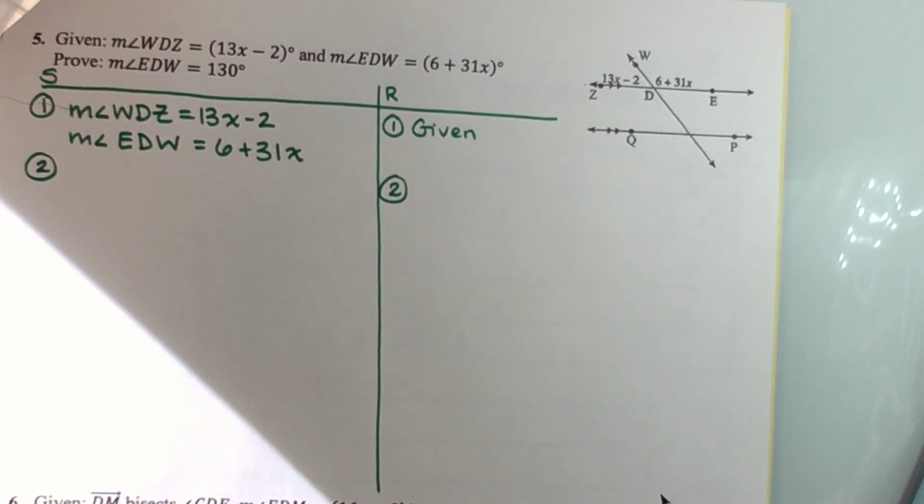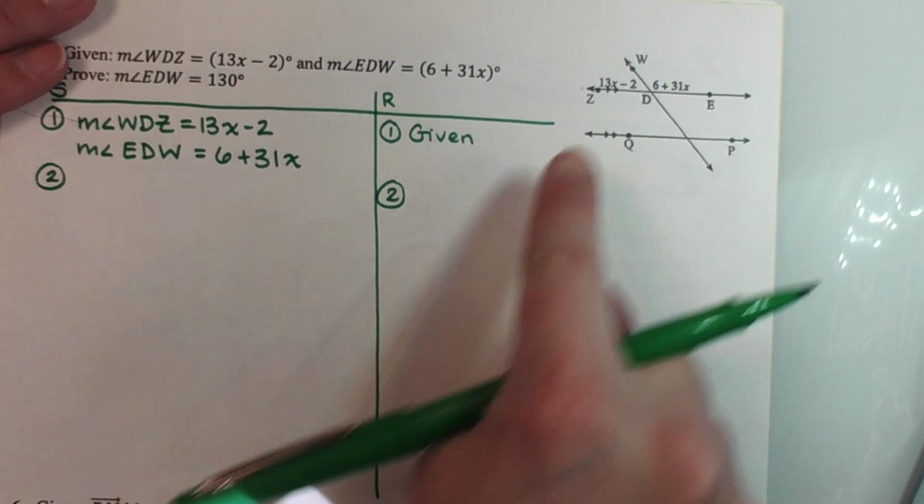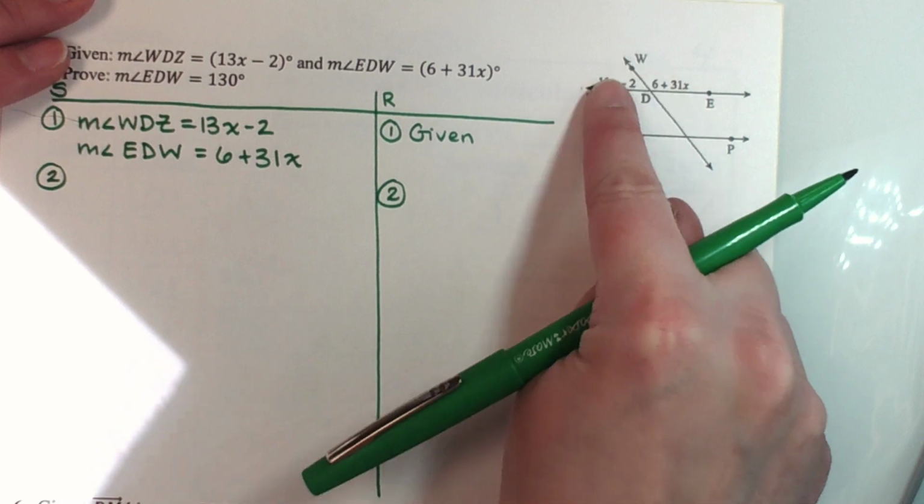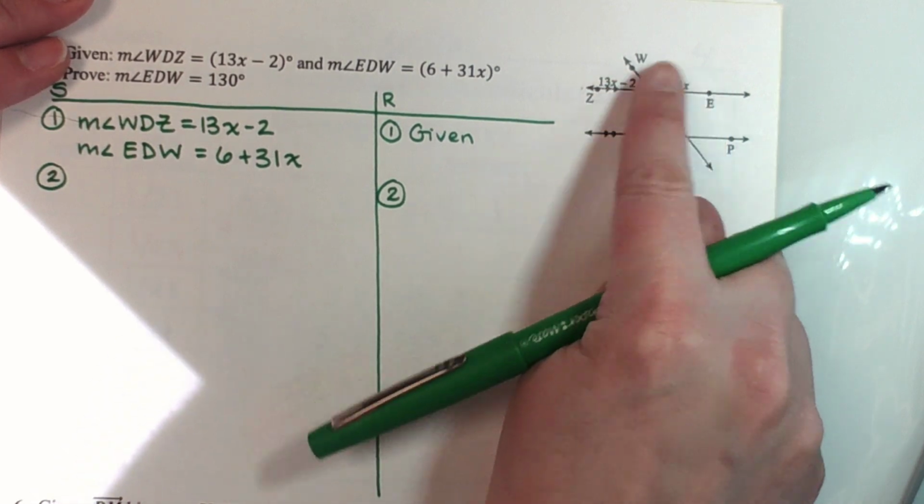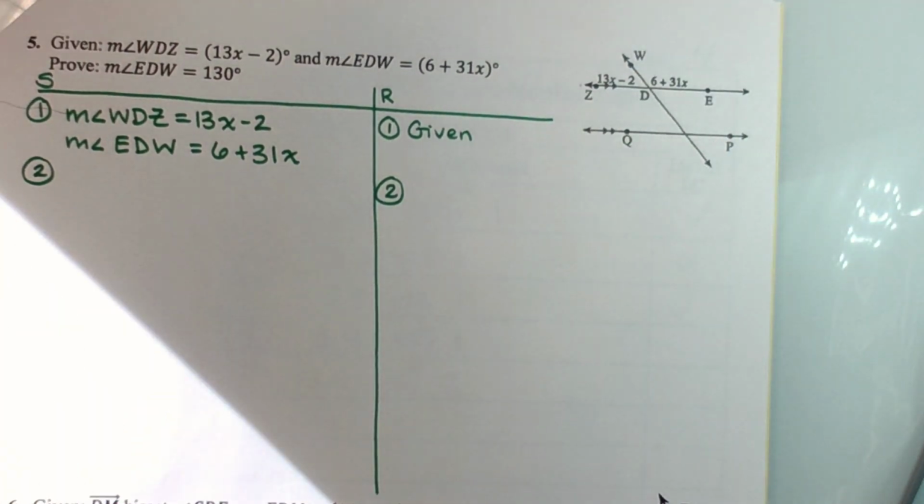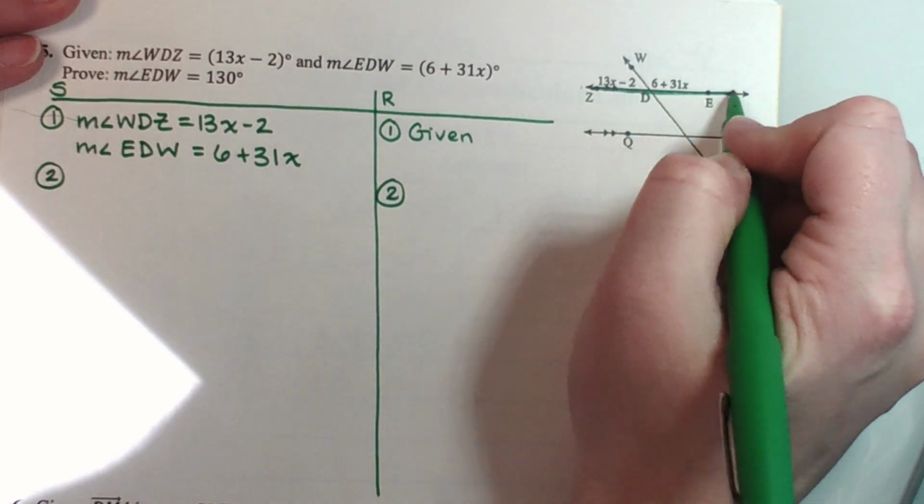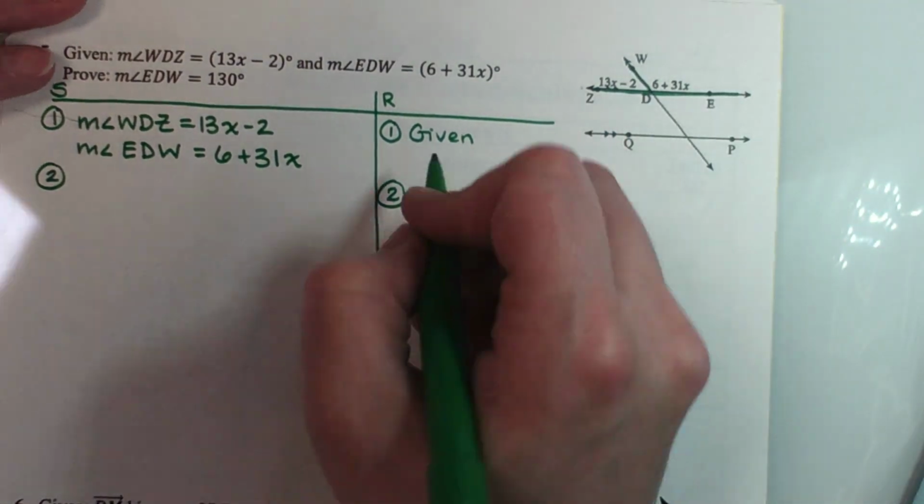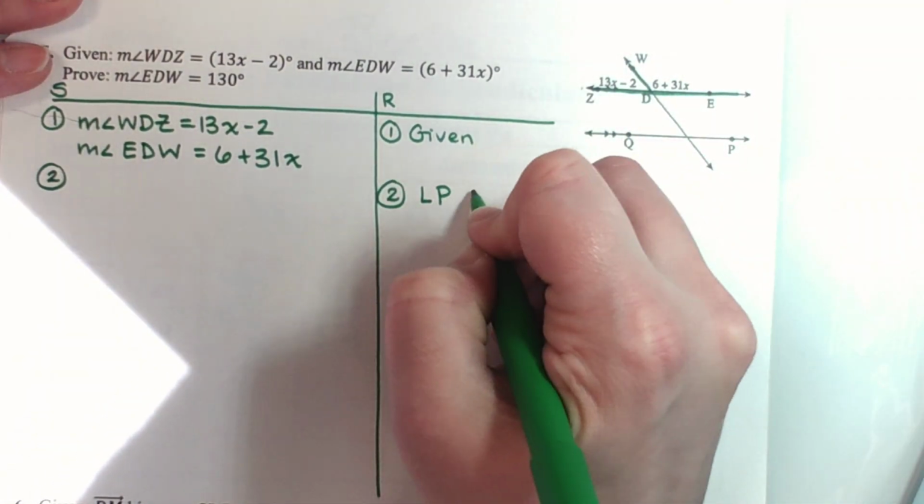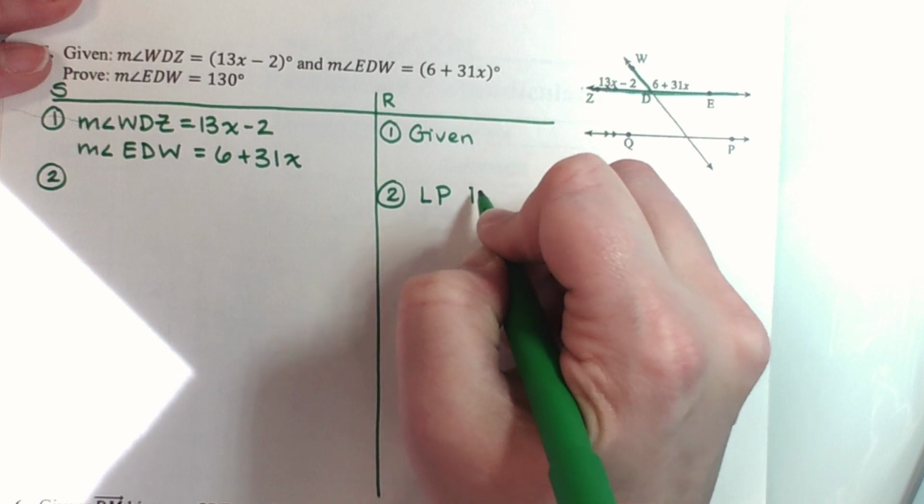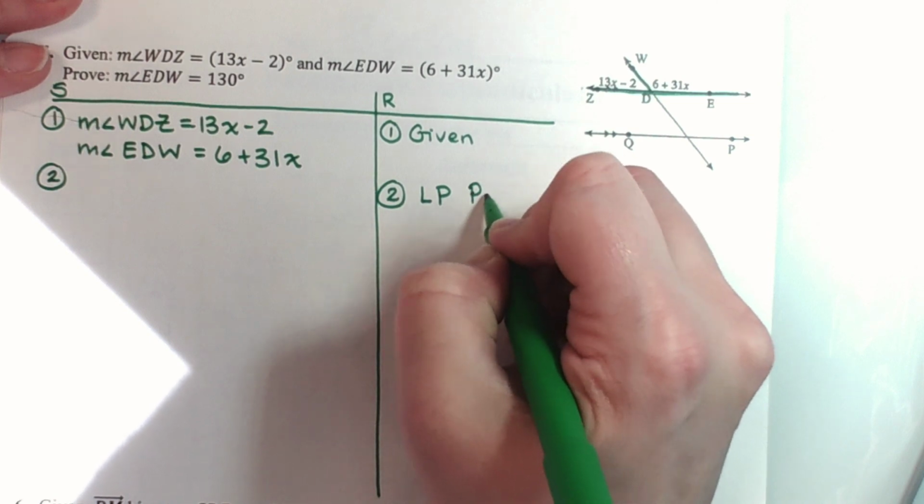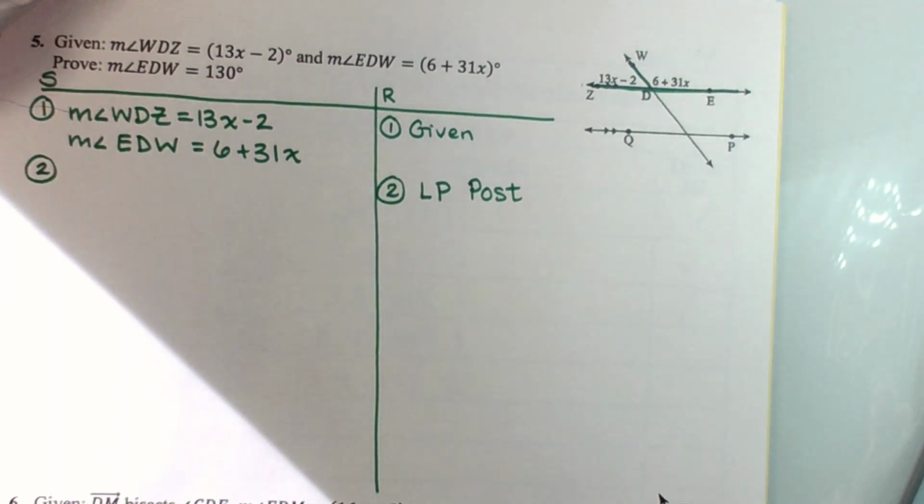Don't have words, don't have symbols. Yeah, I don't have picture. Now they're nicely labeled on this picture. What kind of angle pair is that? Linear pair. Line, ray separating them. Linear pair. Theorem or postulate? Postulate.